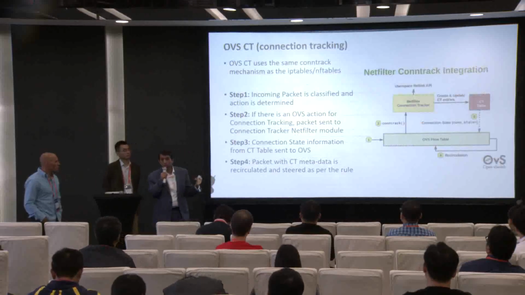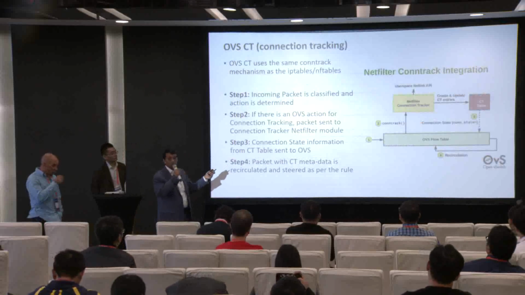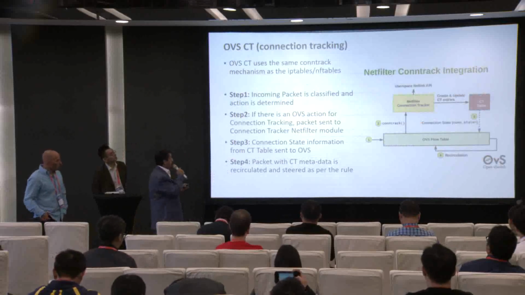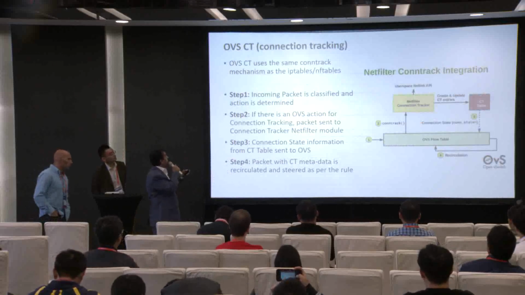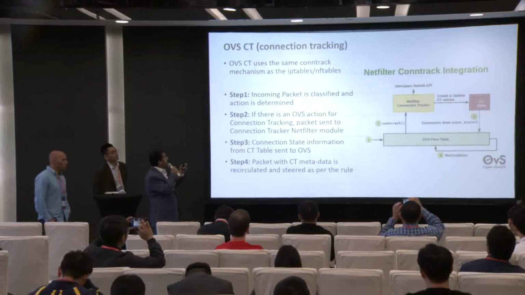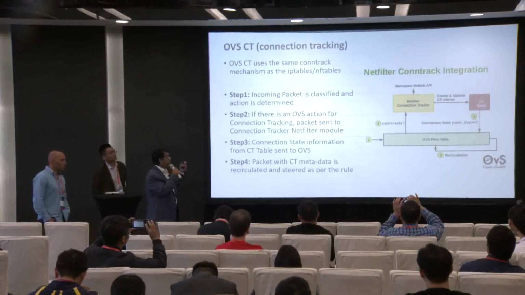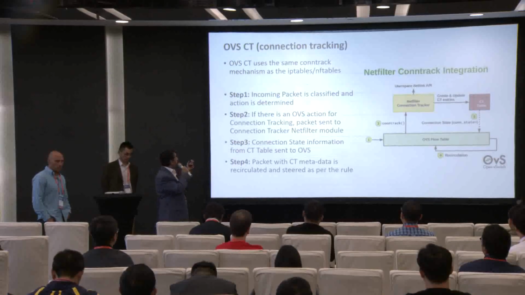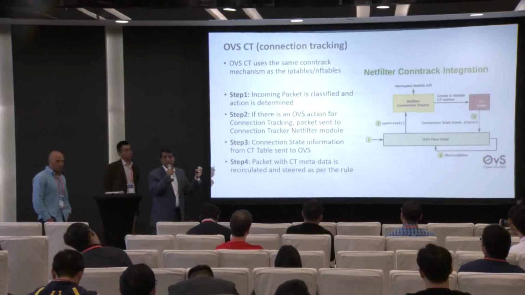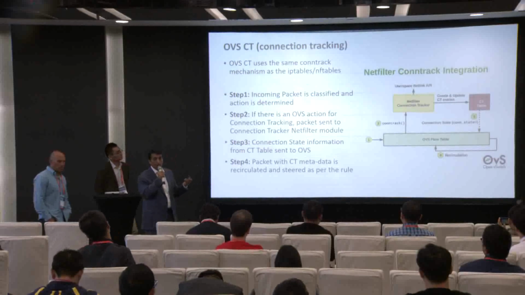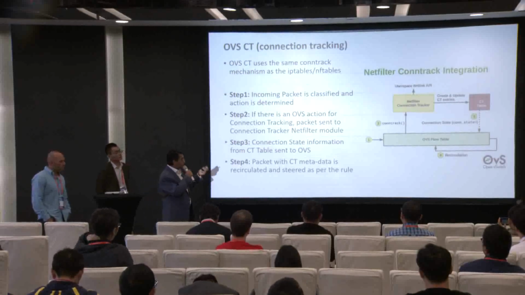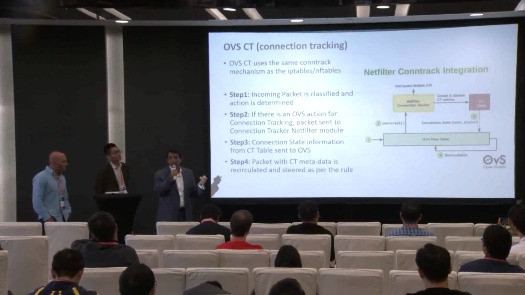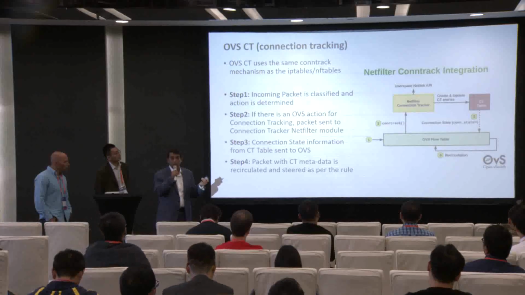So how does the connection tracking work today between Linux and OVS? There are 4 components to it. One is, OVS CT uses the same connection tracking mechanism as the IP tables and the netfilter tables. Step 1 is when you receive a packet, you classify the packet and you determine what action is needed. Now one of the actions should be, hey, track a connection and see if it's a stateful connection.